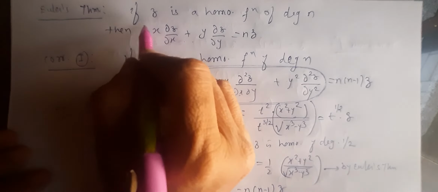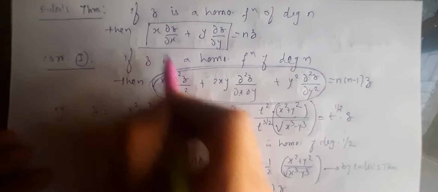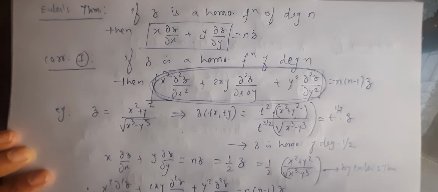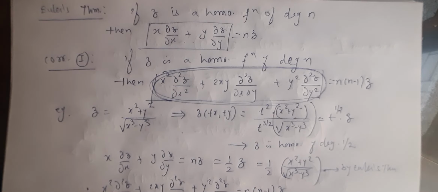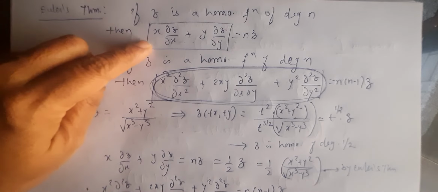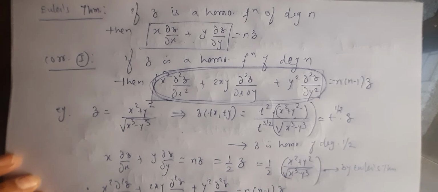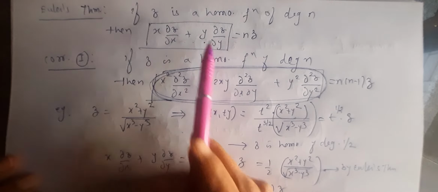So remember these two expressions. The moment you see these two expressions, our first job is to check whether z is homogeneous or not. If it is homogeneous, this is n into z and this will be n into n minus 1 into z. That's it. That's Euler's theorem and corollary. So again I am telling you, remember these two expressions.